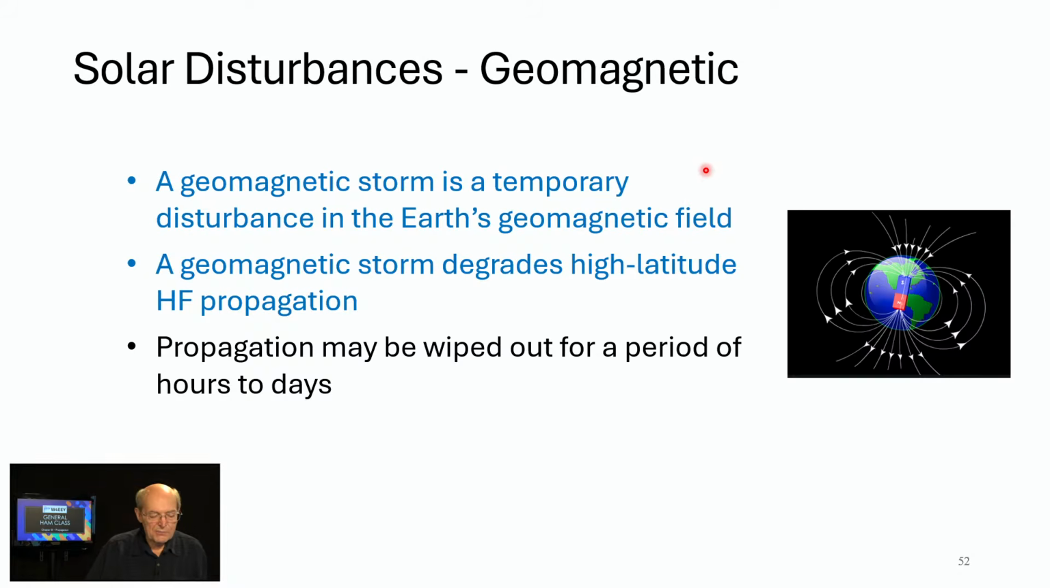A geomagnetic storm is a temporary disturbance in the Earth's geomagnetic field, and a geomagnetic storm degrades high latitude HF propagation. A high latitude would be between the equator and the North Pole. Propagation may be wiped out for a period of hours to days, and that can happen.